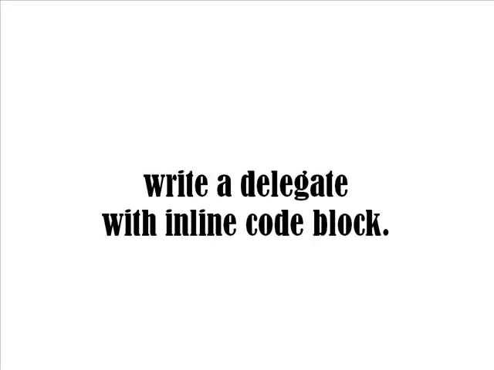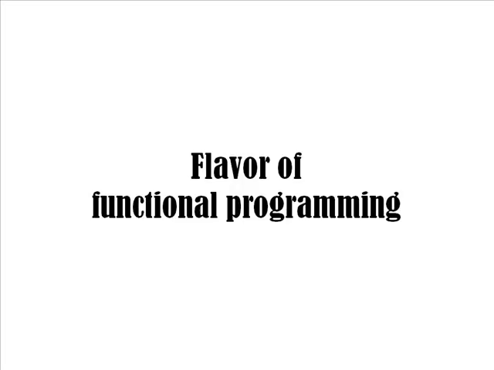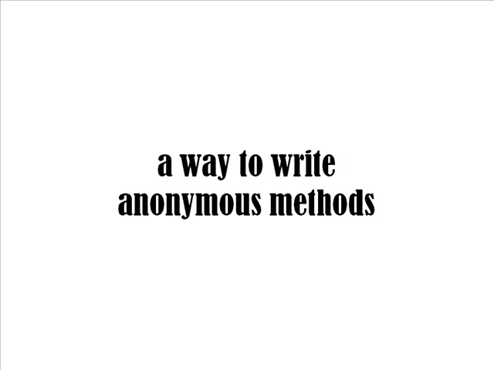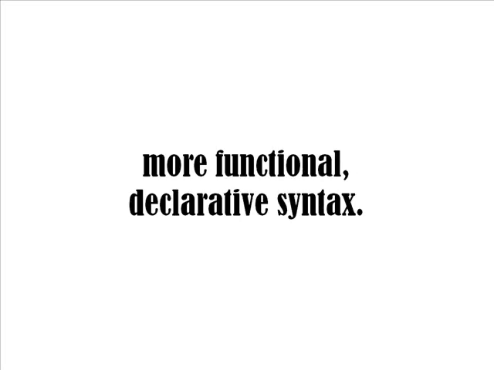You remember we were talking a while back about anonymous methods being a way to write a delegate with a block of code in line, not having to create a separate method just to be able to have a method name that I can pass exactly one place. So that had a little bit of the flavor of functional programming, but the syntax was still very much imperative programming. And it was verbose. So Lambda expressions are a way to write anonymous methods, nothing new there, using a more concise declarative functional syntax.